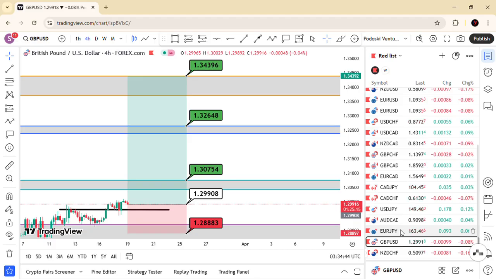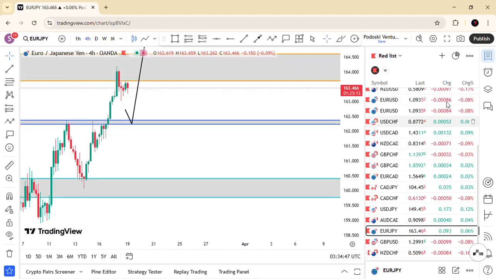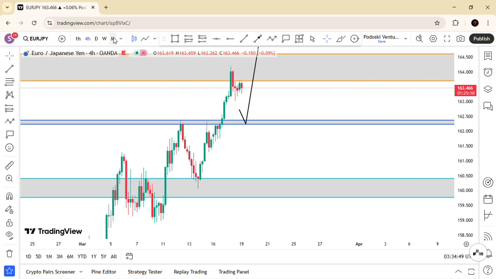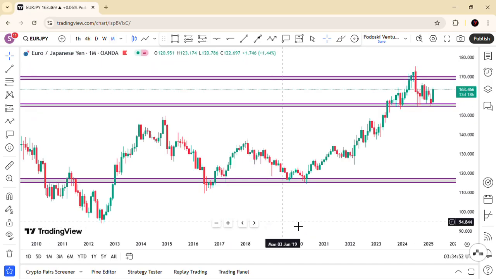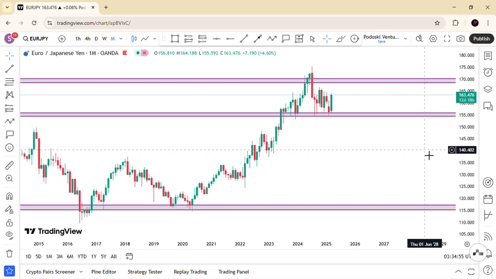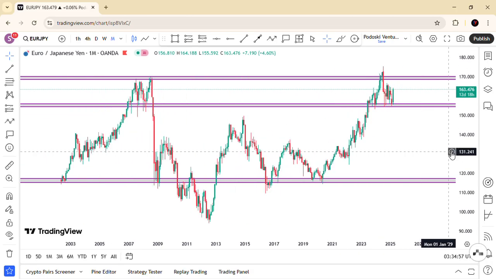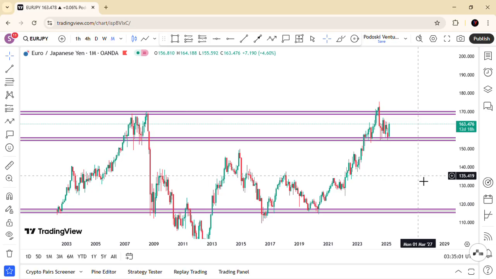The next pair on my list is EURJPY. So why EURJPY, or what is EURJPY doing that we have to analyze it?